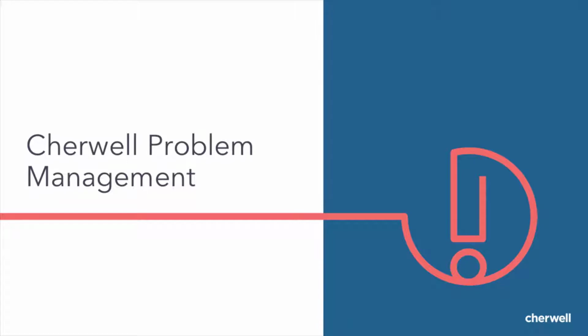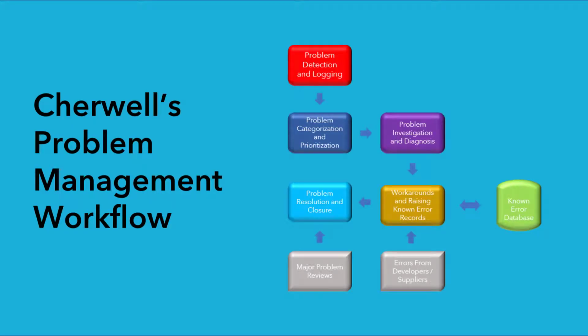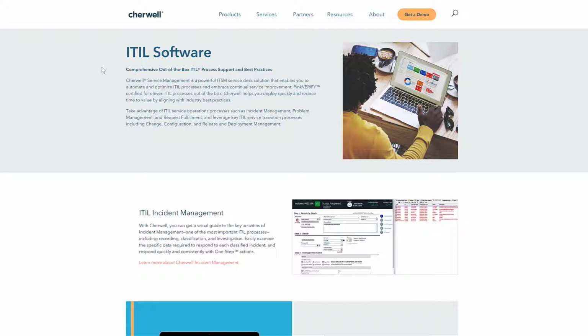Problem management is an ITSM process area whose goal is to manage the life cycle of all problems, prevent problems and their resulting incidents from happening, and to minimize the impact of incidents that cannot be prevented.